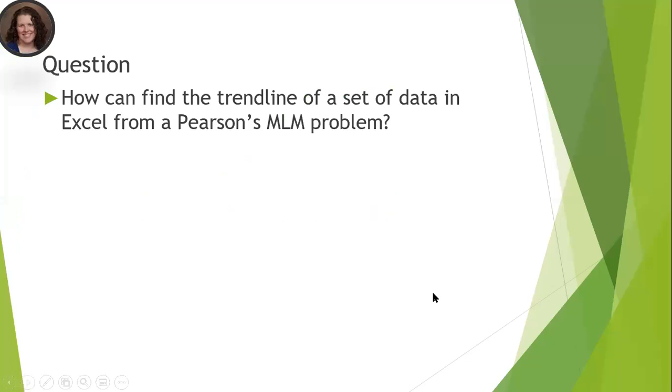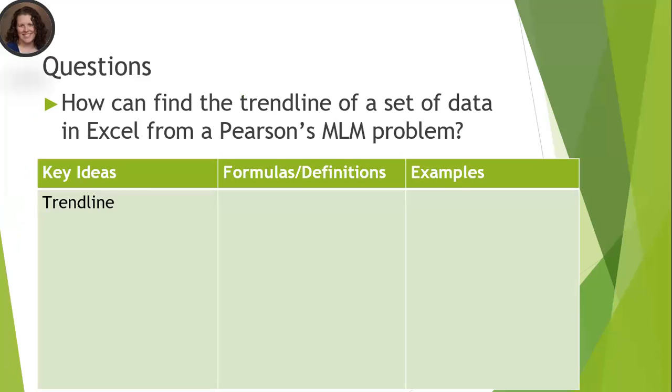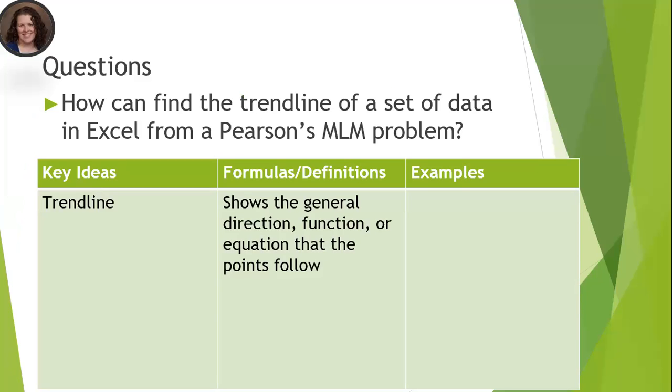I'm going to use 3 column notes to talk to you about some math concepts today. Specifically, we want to talk about trend lines and using data from Excel and Pearson's MyMathLab problems. So first, what is a trend line? A trend line is an equation or a function that shows the general direction that points follow.